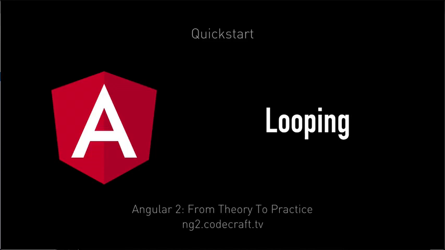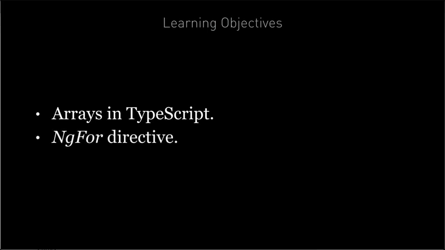Our goal in this lecture is to display a list of jokes instead of just one. And to add some visual jazz into our application, we're going to start using the Twitter Bootstrap UI framework, and specifically the card style for our joke component. By the end of this lecture, you're going to know how to use arrays in TypeScript, and you're going to know how to use the ng-for directive to repeat an element in your HTML.